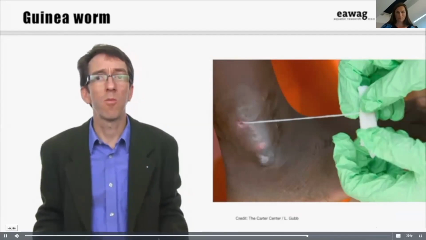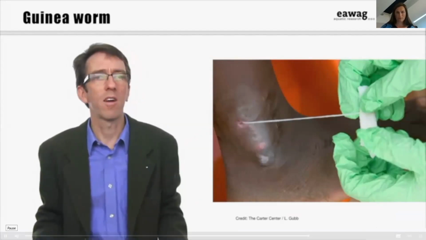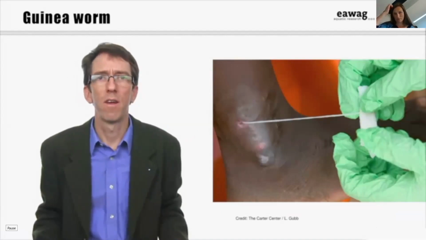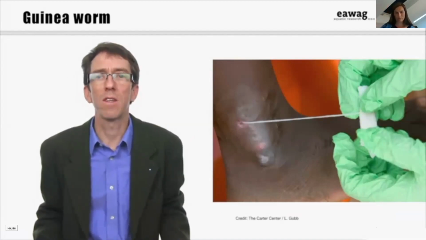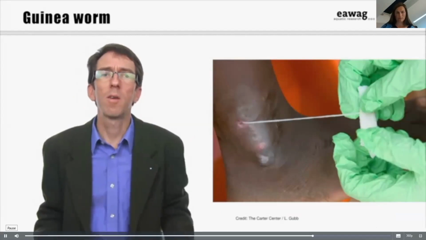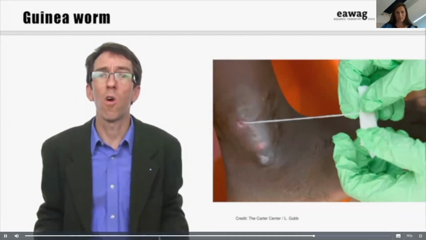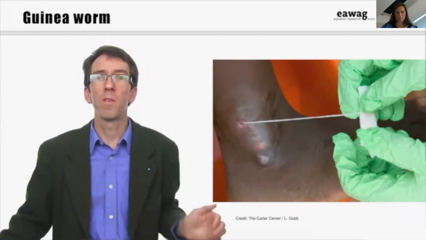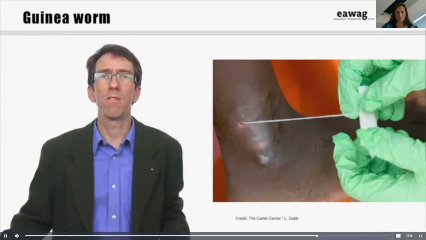The worm has to be removed slowly, winding it up and pulling it out of the body bit by bit over weeks. This is extremely painful. It creates sores and blisters, and people often soak their feet in water to relieve the pain. The worm then discharges hundreds of thousands of larvae into the water, completing the transmission cycle.